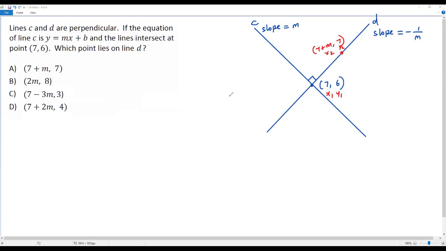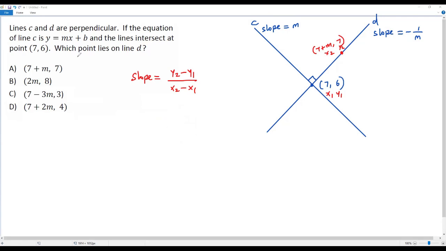We can use the formula to get the slope of line D. When we know 2 points on a line, the formula for the slope is y2 minus y1 divided by x2 minus x1. Here the value of y2 is 7, minus the value of y1, which is 6, and x2 is 7 plus m, and x1 is just 7. Here the positive and negative 7 will cancel out, and 7 minus 6 is 1. We get 1 over m. But we already got the slope of line D, that is negative 1 over m, and here we get 1 over m. So the point in answer choice A does not give the slope. So the answer choice A is incorrect.